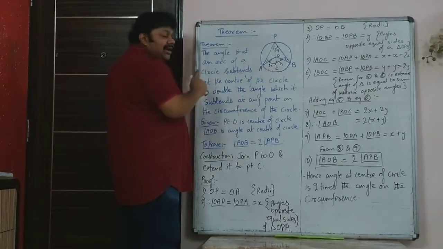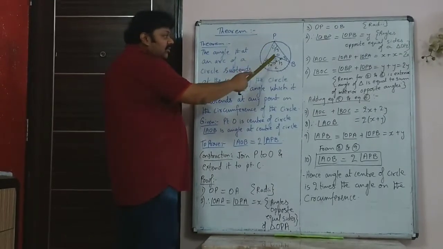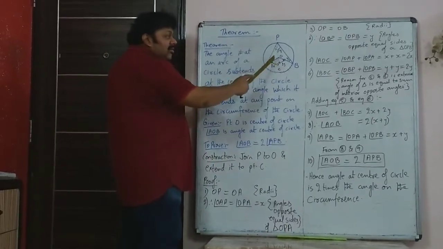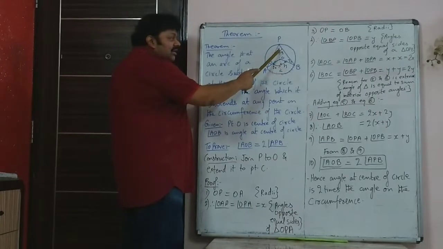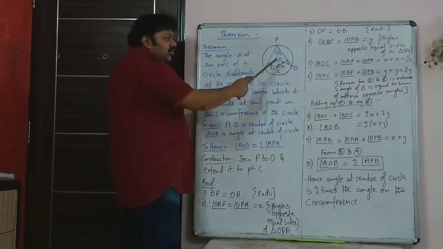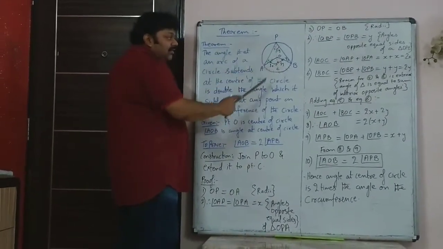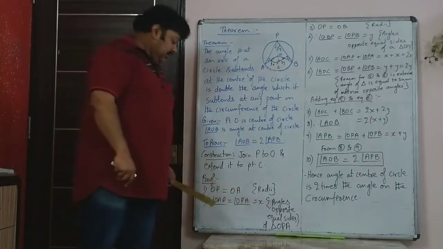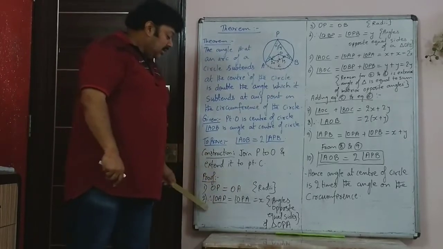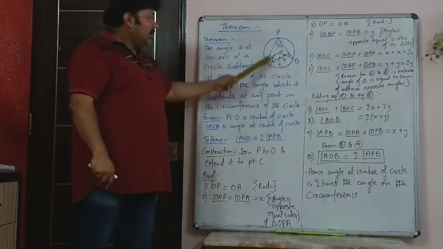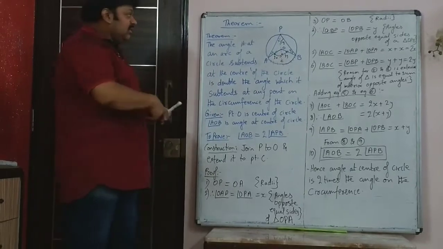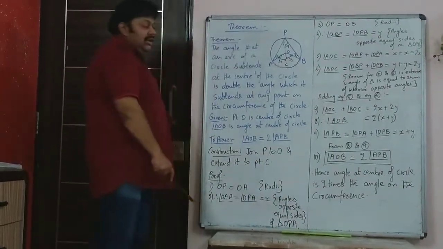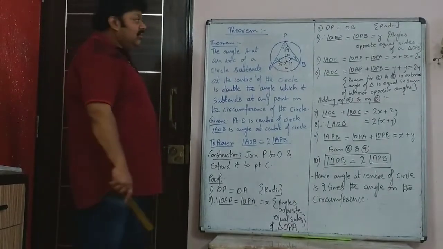OP and OA are radii of the same circle. So angles opposite equal sides will be equal. So you will have OAP is equal to OPA, which is written here. OP is equal to OA, radii, so OAP is equal to OPA. Both are x. So this is in triangle OAP. So we have written that angles opposite equal sides are equal.